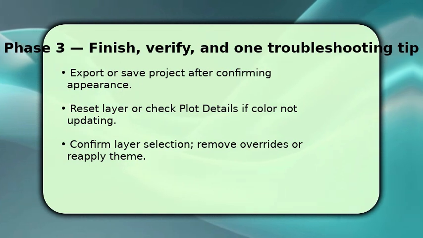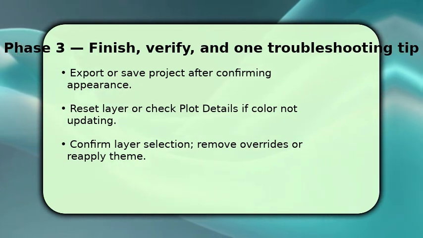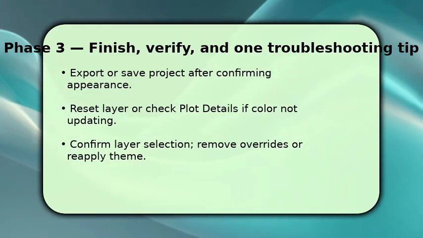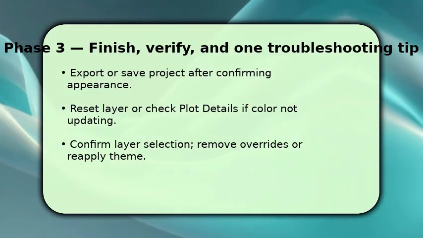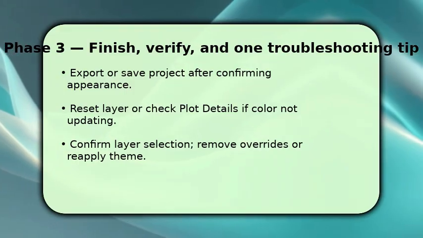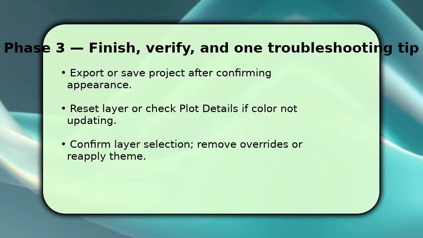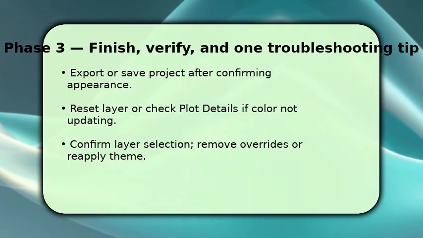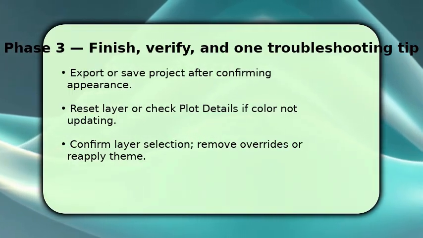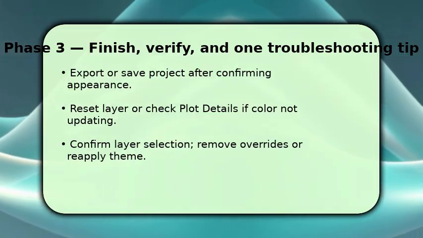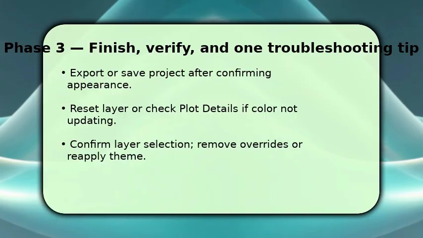If colors don't update, first confirm you have the correct layer and plot selected. Color changes only apply to the active selection. If an override or theme blocks changes, reset the layer or remove overrides from the Format menu, then reapply your color choice. As a quick troubleshooting tip, toggle Auto Color off, then manually set RGB values. This resolves palette conflicts.